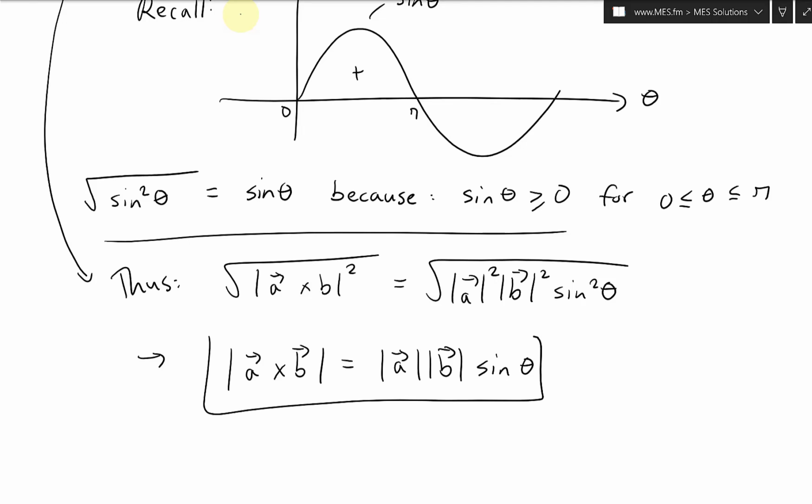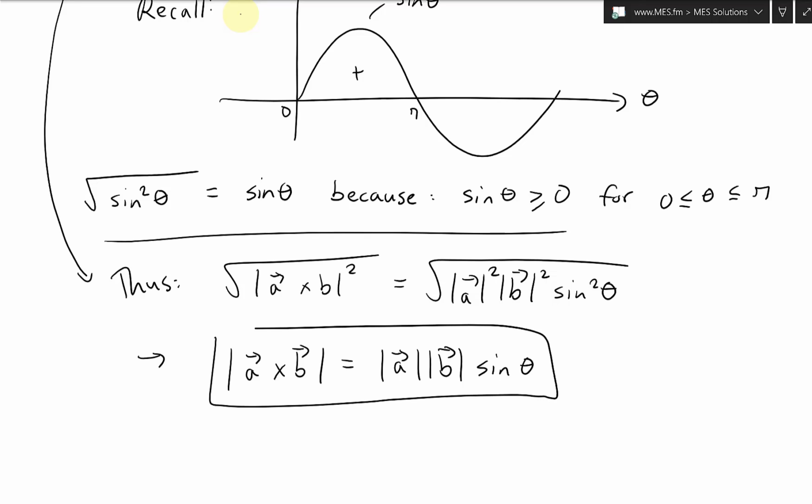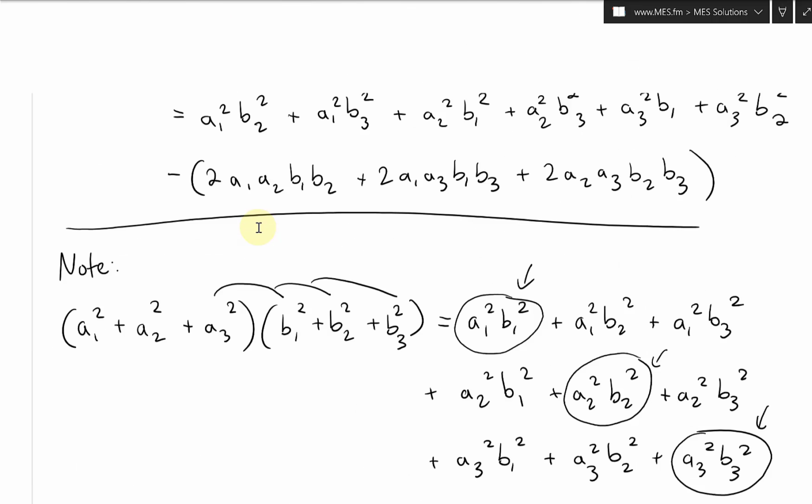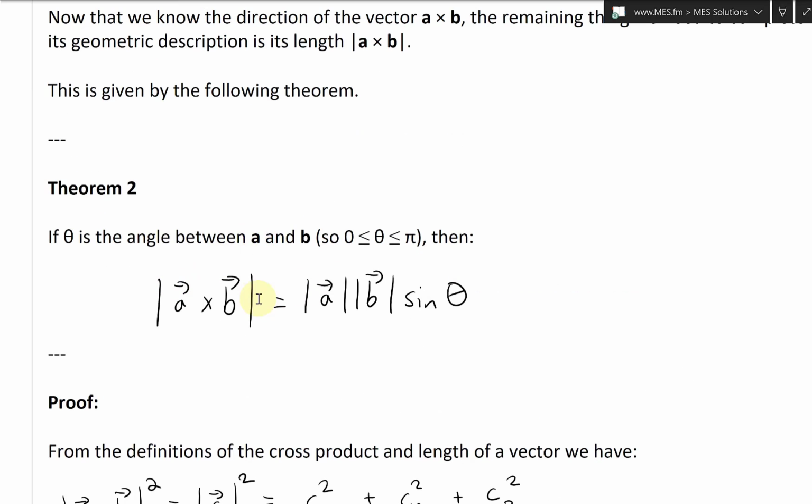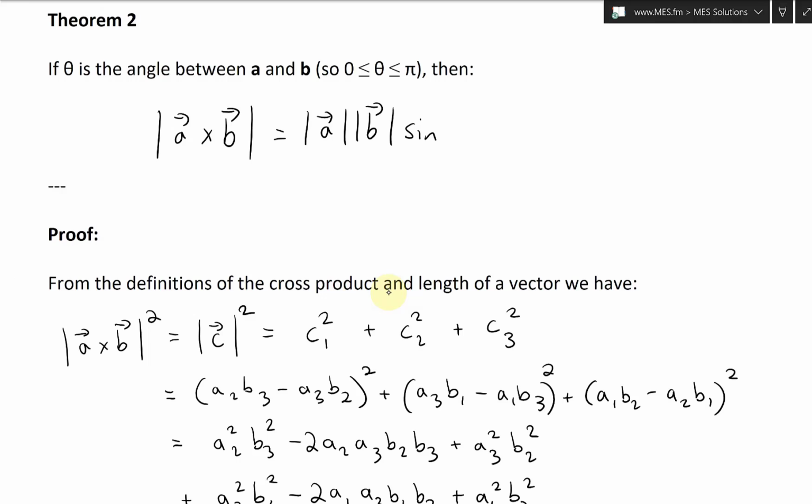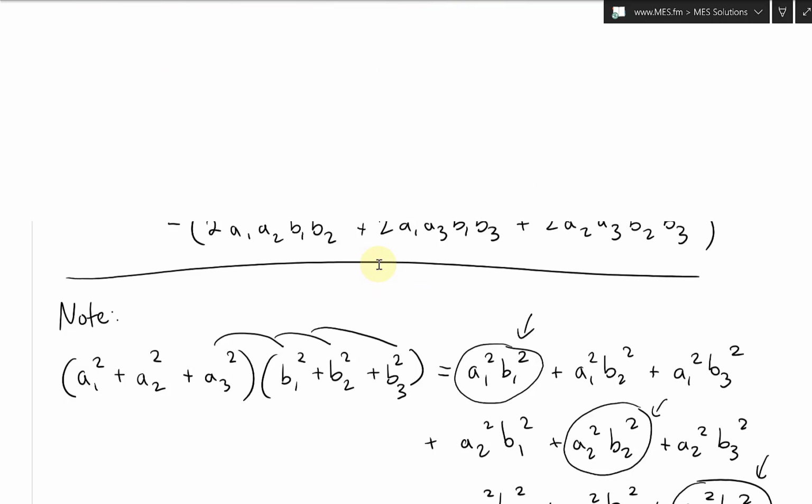of Theorem 2. It's a pretty extensive proof. I had to go a bit outside the box using the FOIL method of algebra. Let's scroll all the way back up to the theorem we're actually proving. There it is: the length of a cross b equals the length of a times the length of b times sine theta, for theta between 0 and pi, or 0 and 180 degrees.